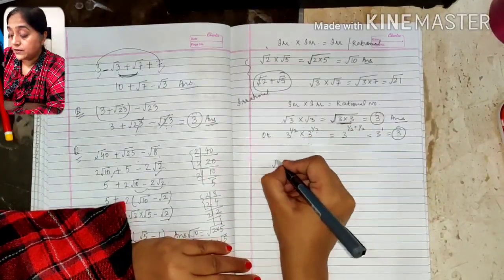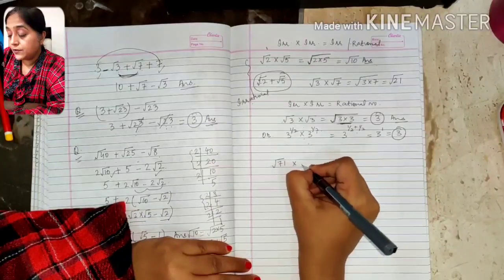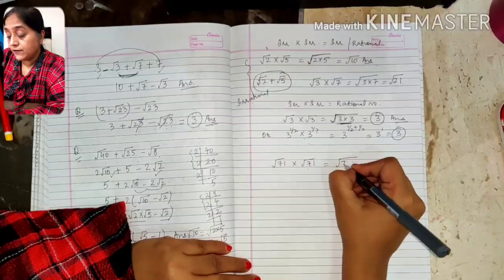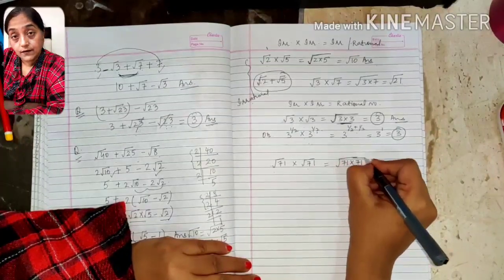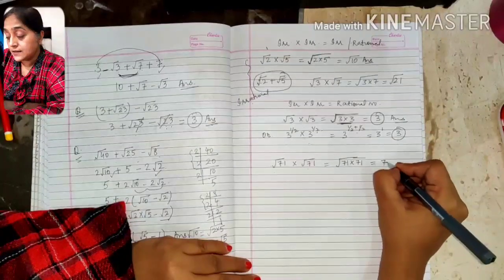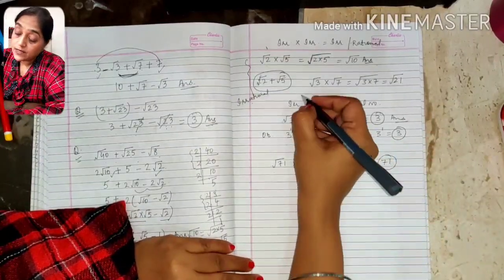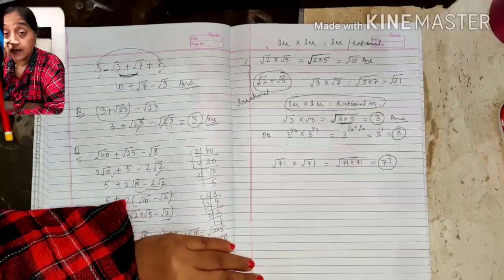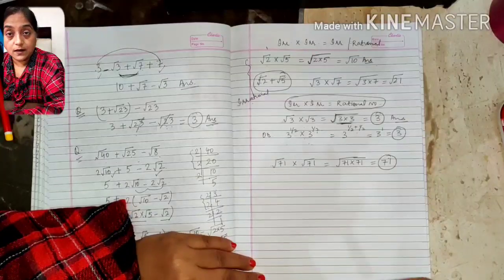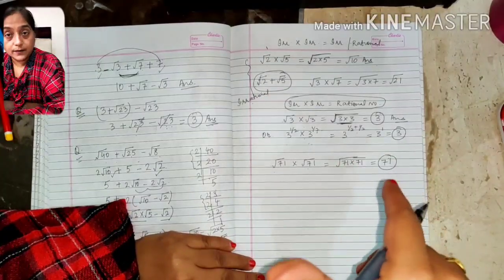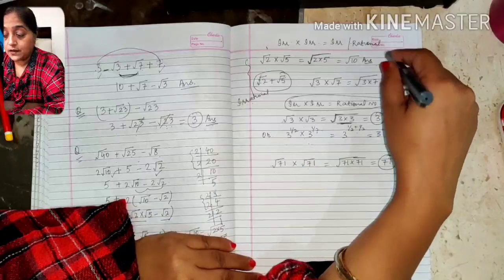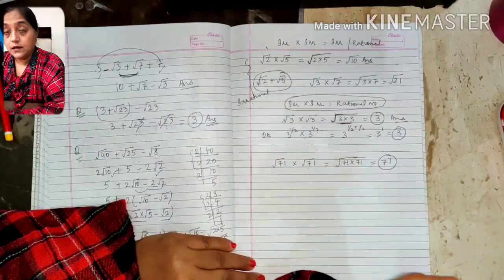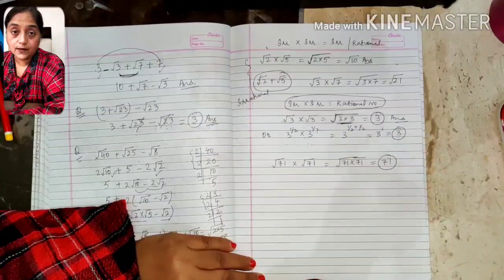Again, I have a question, root of 71 into root of 71. So what will I do? Under the root, I have root 71 into 71. Under the umbrella, the answer comes out to be 71. So these are the examples of when an irrational number is multiplied by the same irrational number, you get a rational number. In the previously discussed question, we had an irrational number multiplied with a different irrational number, and you get an irrational number.